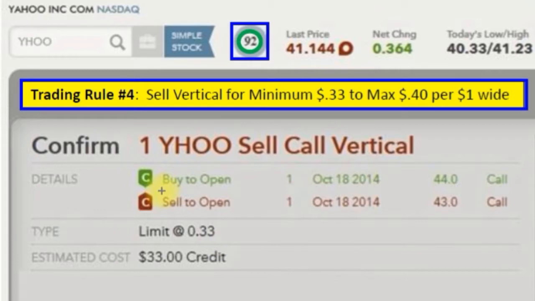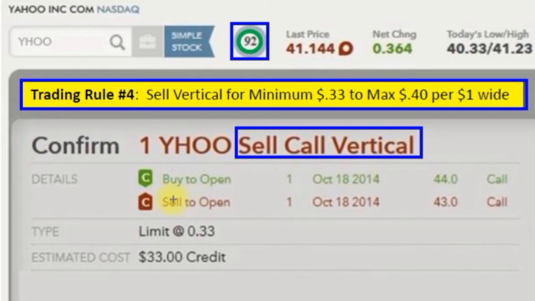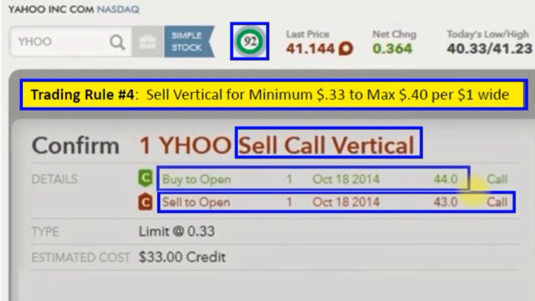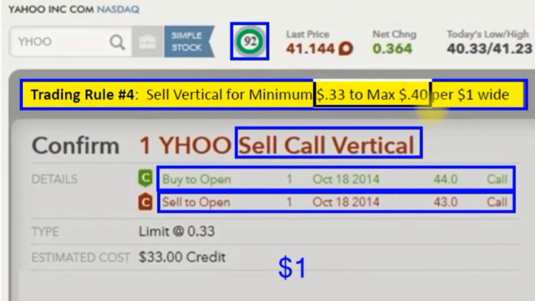Well, let's start out by setting up this vertical. So we're going to sell a call vertical here, and we're going to start by selling the 43 call, which means we want the stock price to go down, and we're going to buy the 44 call to define our risk and turn this into a vertical. So what's our width of strikes? Well, I think you can see here it's 44 minus 43, which means a dollar width in strikes. And what's our rule? We want to get anywhere from 33 to 40 cents per dollar in width. Okay, what does that actually mean?